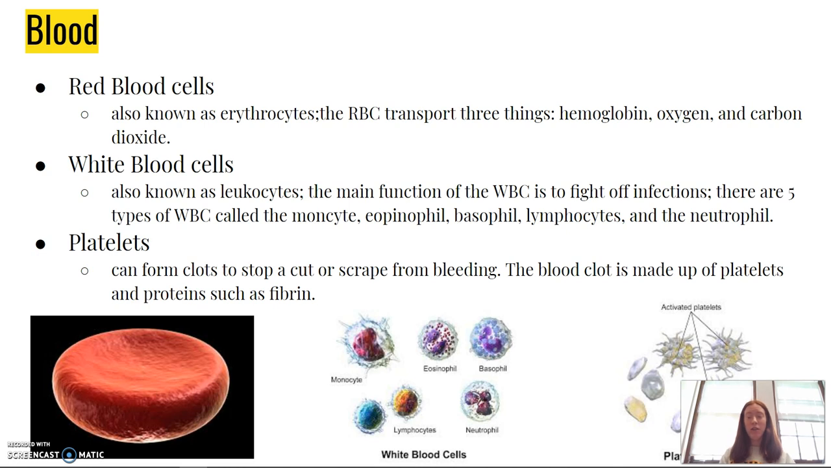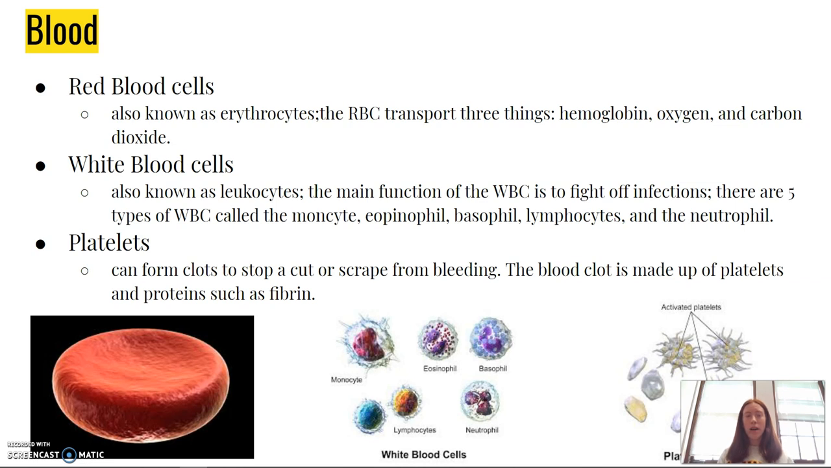Okay, so the first part of our presentation is the blood. There are three parts of the blood. The first is red blood cells. These are also known as erythrocytes. The red blood cells transport three things: hemoglobin, oxygen, and carbon dioxide.